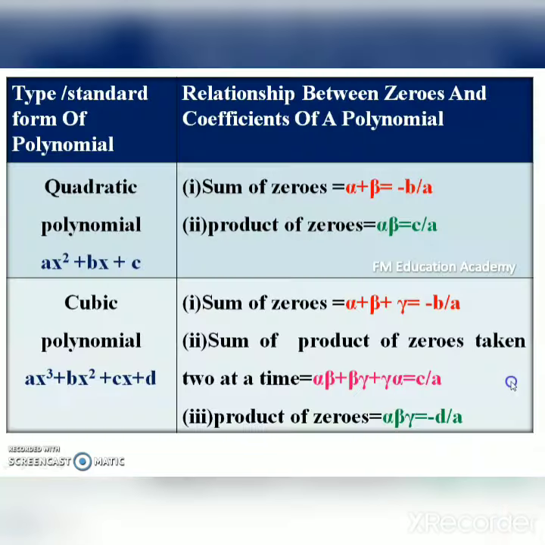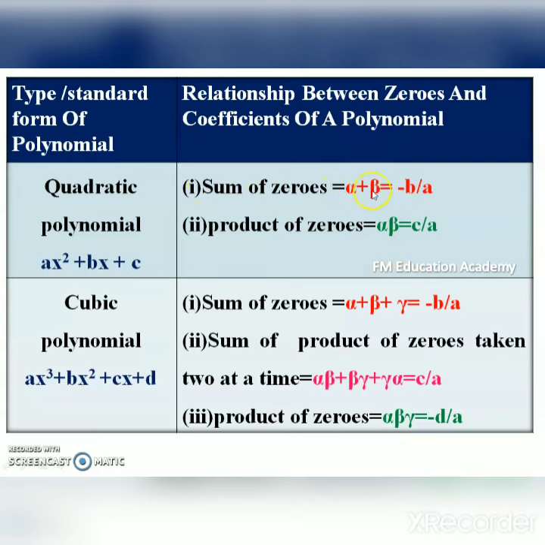Okay. Now, what is the standard form of polynomial? Already I know quadratic polynomial is ax squared plus bx plus c and cubic polynomial is ax cube plus bx squared plus cx plus d. Now, in order to find out the relationship between zeros and coefficients, okay, so this our right hand side, that is minus b by a, c by a, these are my coefficients, and this alpha plus beta, these are my zeros. Why? Because zeros in case of quadratic polynomial are alpha beta, okay.